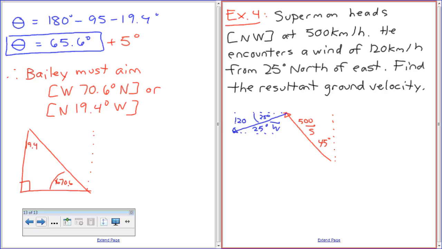Now the trick with these wind questions, so this is going to be my ground velocity. The trick about these wind questions is that you have to move the wind. Is everyone okay with why that wind moved? The wind is blowing you in the face, which means it's going to push you back the other direction. So if you're standing here, the wind is coming, but it's blowing downwards in that direction.